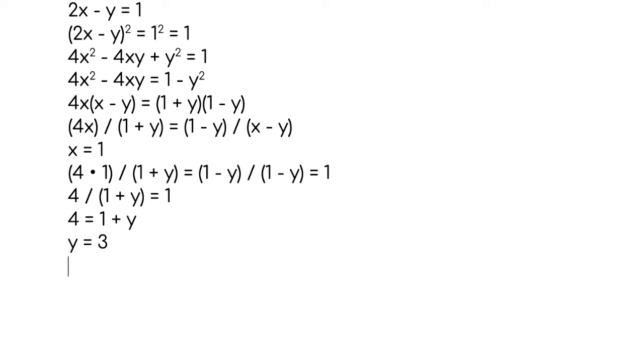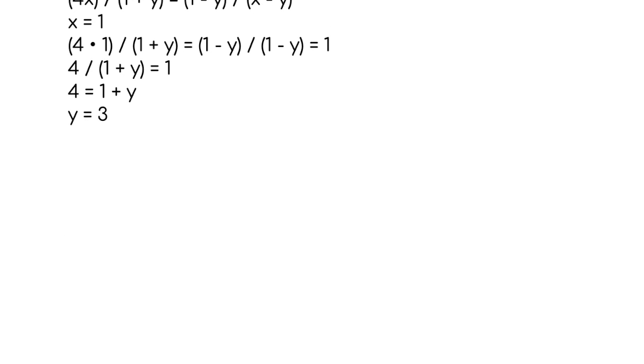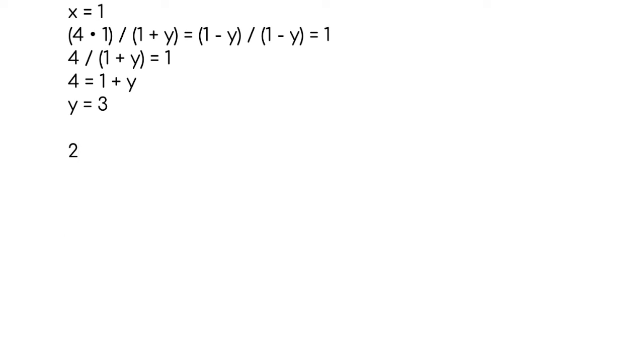So if we look at it, then it means our solutions to the equation 2x equals y plus 1 are x equals 1 and y equals 3, or another way we could write this is as the ordered pair (x, y) equals (1, 3).